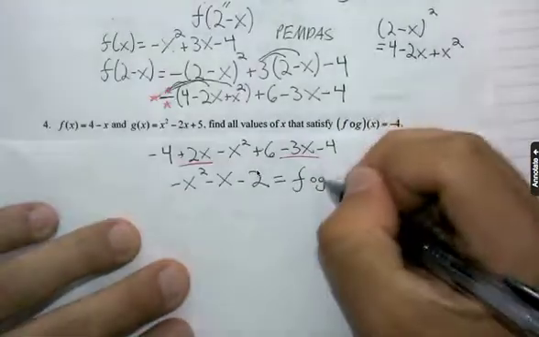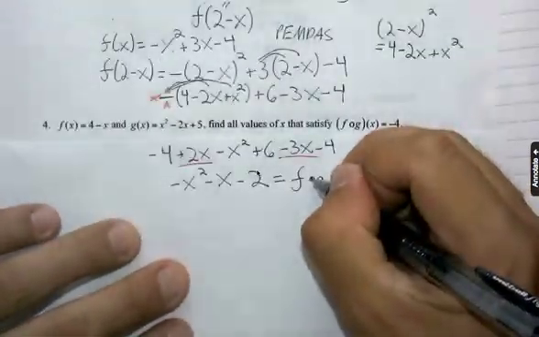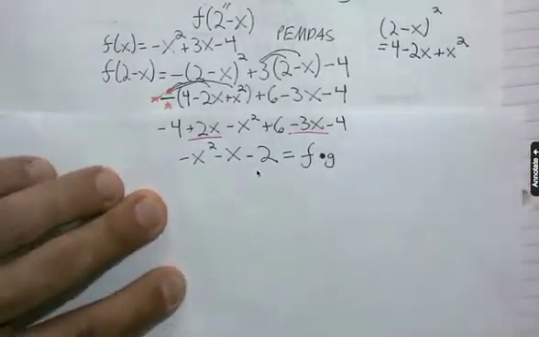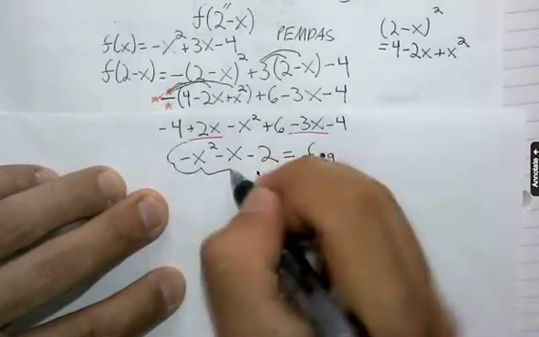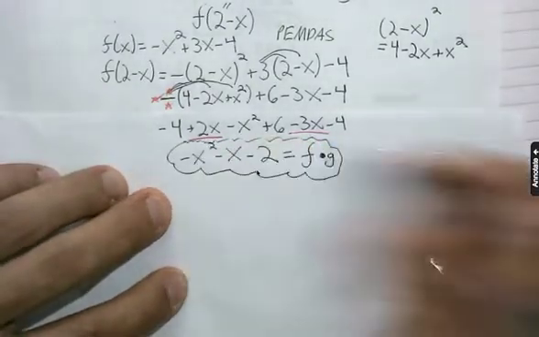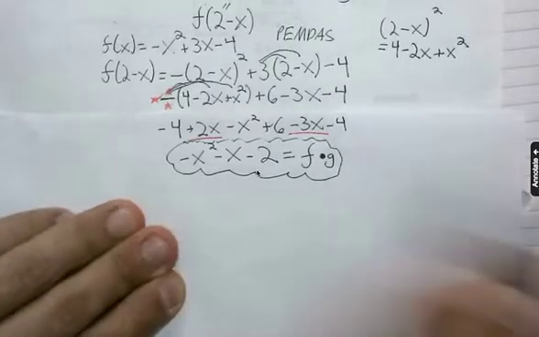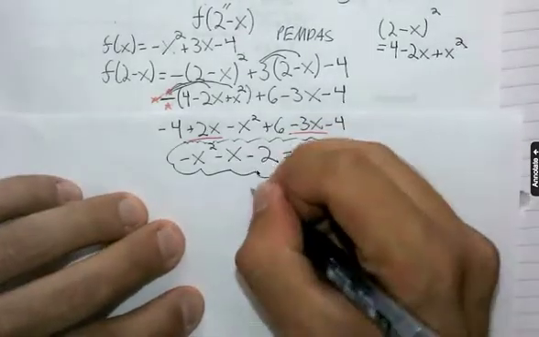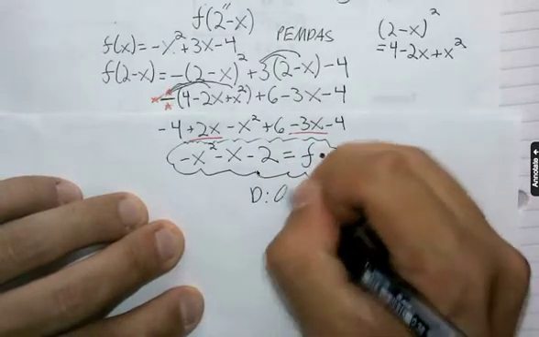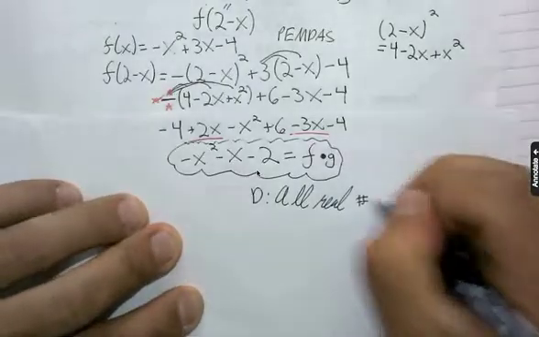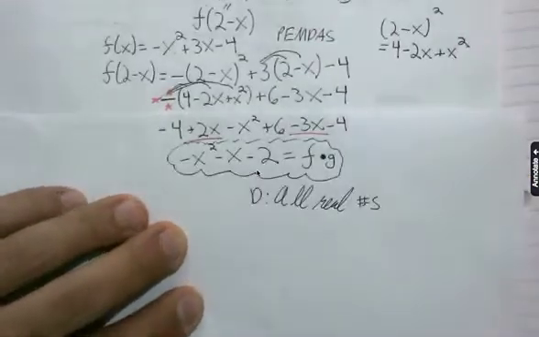Sometimes they'll just interpret this as f of g using this notation here. This one also asked us for the domain. Since this is just a parabola, domain for this one's going to be all real. If you're not convinced, we can graph this out, but I'm confident the domain for this is all real.